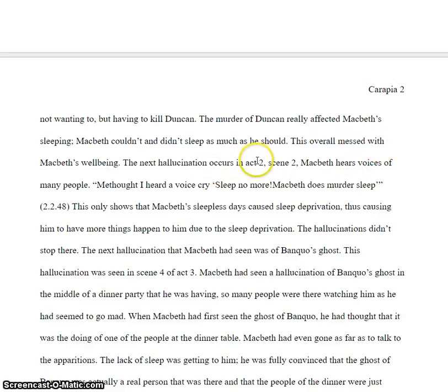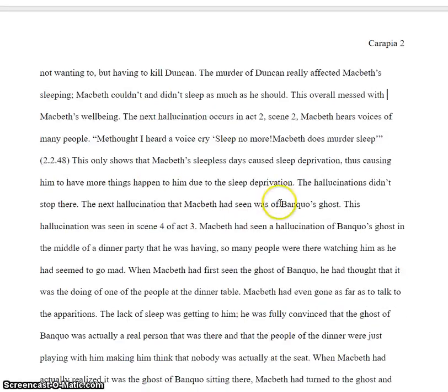So the next hallucination is Act 2, Scene 2. Here's a run-on sentence. He heard voices of many people, but he heard a voice. I'm not sure how that is many. He heard a voice cry. Again, you don't have a period at the end here. So this only shows that Macbeth's sleepless days caused sleep deprivation, thus causing him to have more things happen to him due to the sleep deprivation. Kind of a roundabout way to get there.